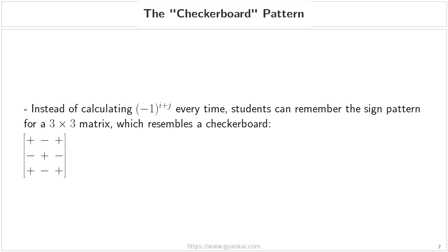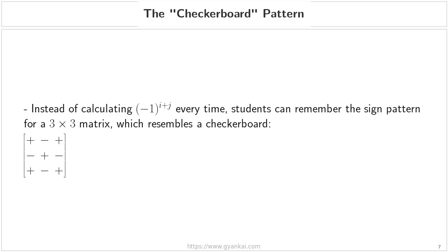If you look at the pattern on the screen, you'll see it alternates. The top left corner starts with a plus, then moves to a minus, and then back to a plus. The second row starts with a minus, goes to a plus, and ends with a minus. Finally, the third row follows the same pattern as the first, plus, minus, plus.